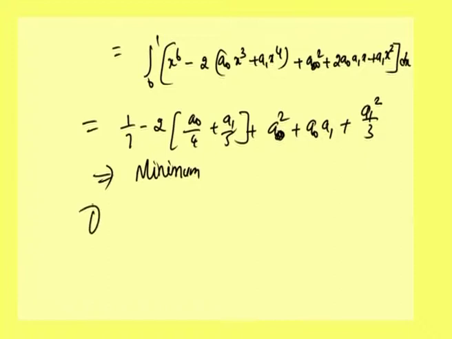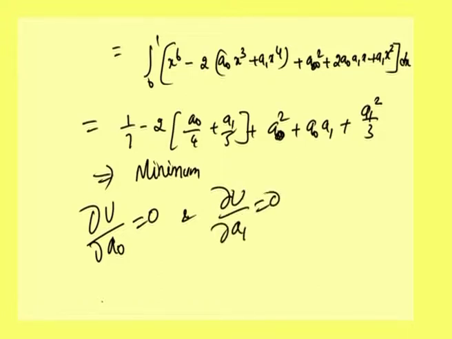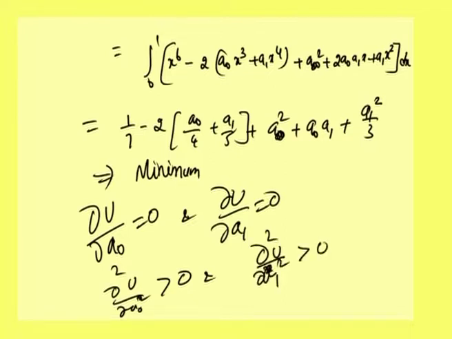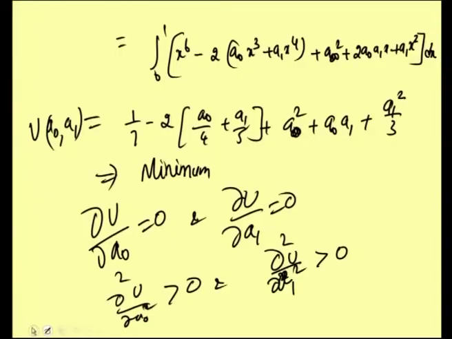Okay, and this will be minimum when ∂u/∂a0 is equal to 0 and ∂u/∂a1 is equal to 0, and correspondingly we should have ∂²u/∂a0² greater than 0 and ∂²u/∂a1² greater than 0. Okay. Now, this u of a0, a1, a function in terms of a0 and a1, is going to be differentiated partially with respect to a0 first and equated to 0, and then it is going to be differentiated with respect to a1 and then equated to 0, and find out the a0 and a1 values.